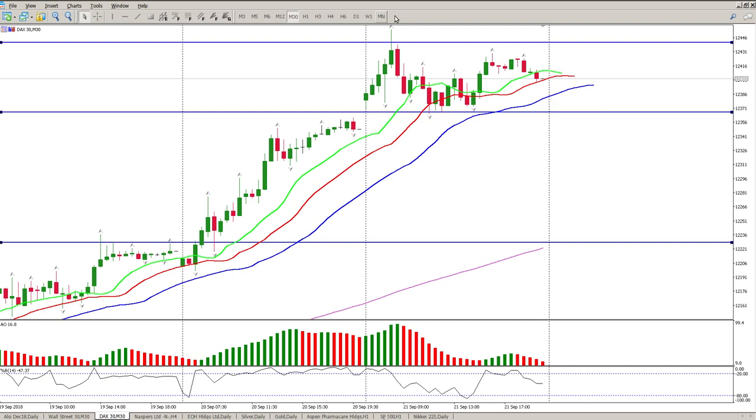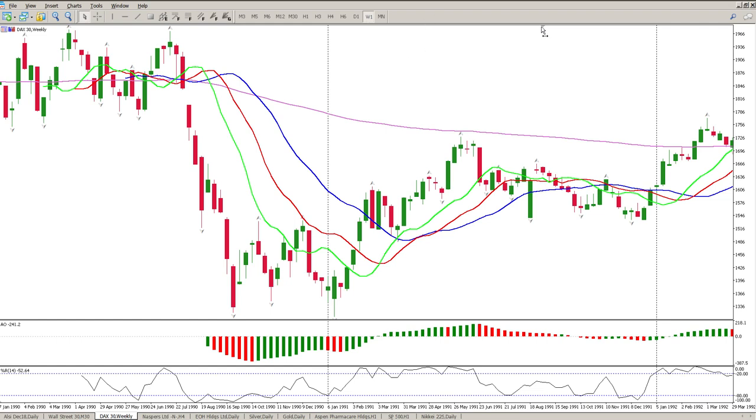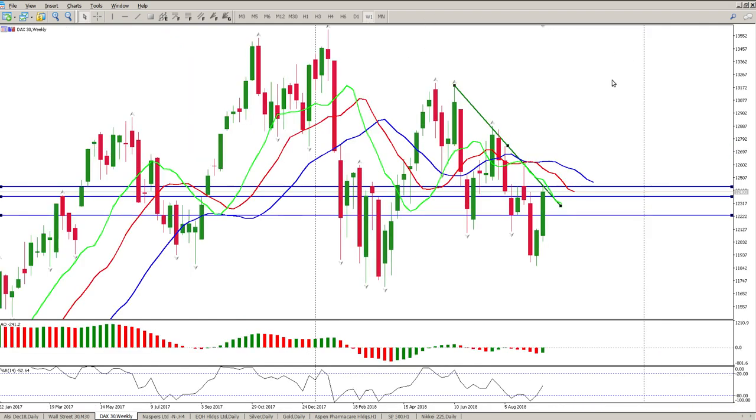Okay, so I just want to pop in on the weekly quickly, and you can see the inside bar with a confirmation bar on the weekly. So from a weekly perspective, this is a fairly strong signal. If we do break this downward trend line, it's going to move higher pretty quickly. And if you look at that, you'll see we have a consolidation pattern on the weekly here.